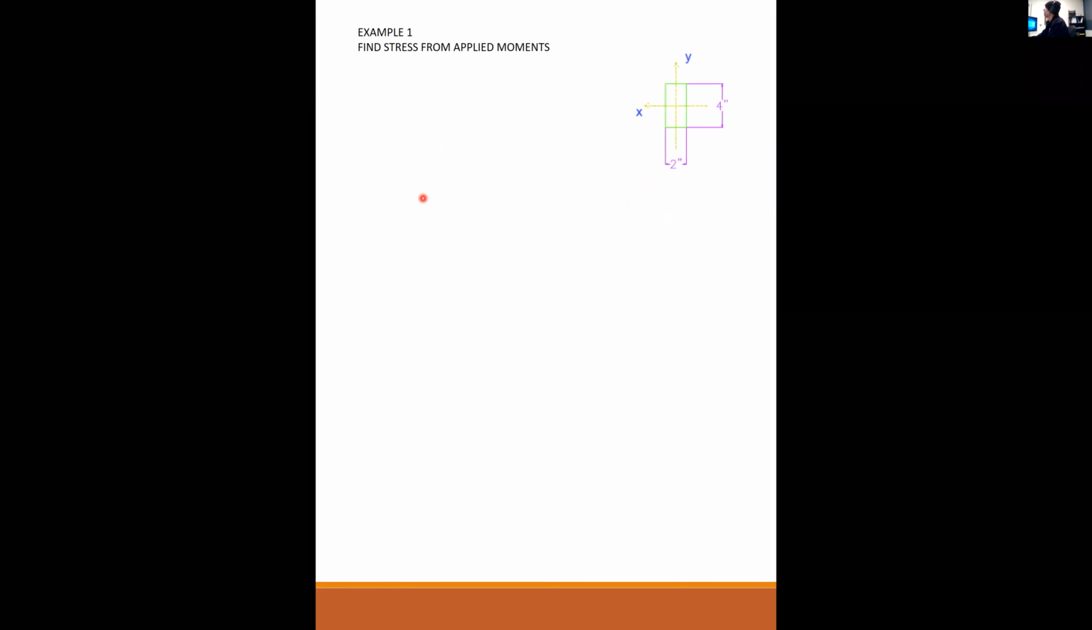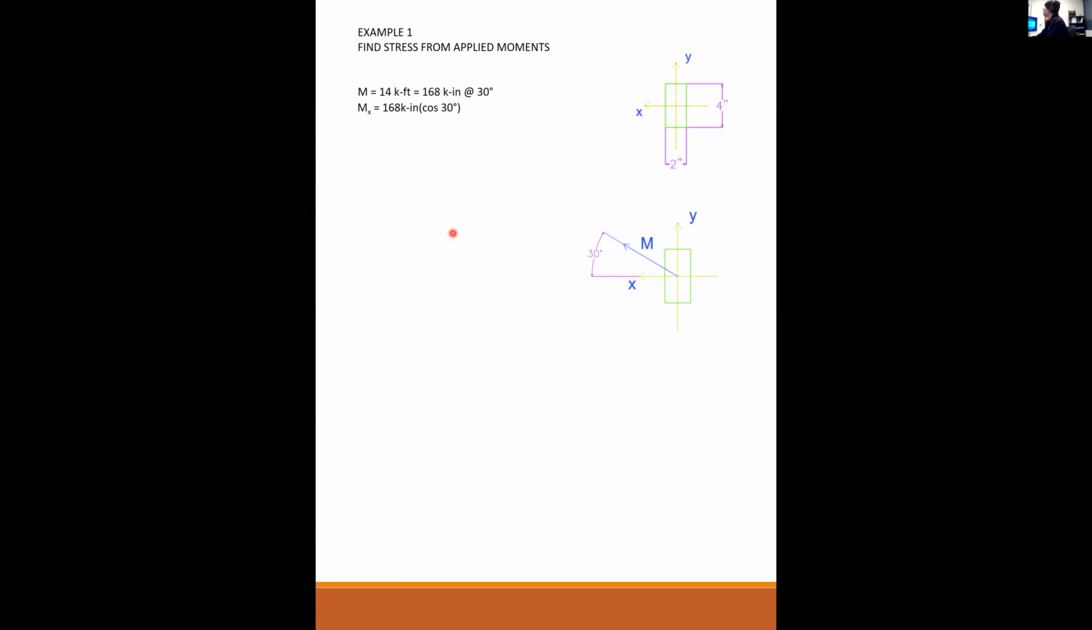Okay, so example number 1. Here is our 2x4. You're going to be seeing a lot of our friend, the 2x4. So here's the 2x4. And I have an applied moment of 14 kip feet, or 168 kip inches, applied at 30 degrees from the x-axis.